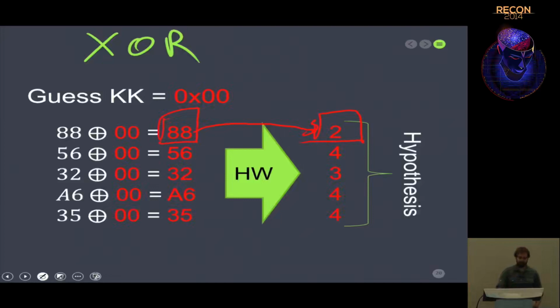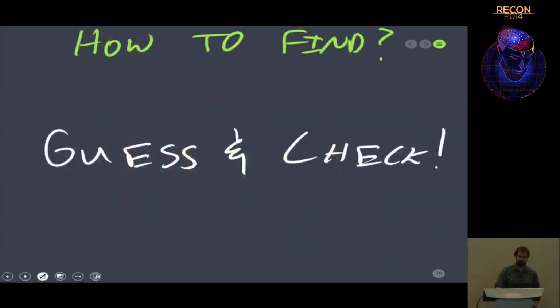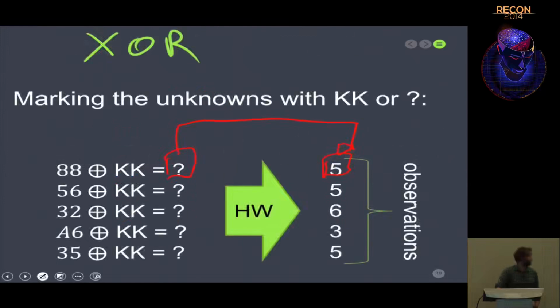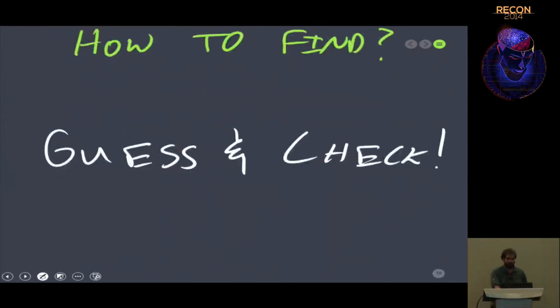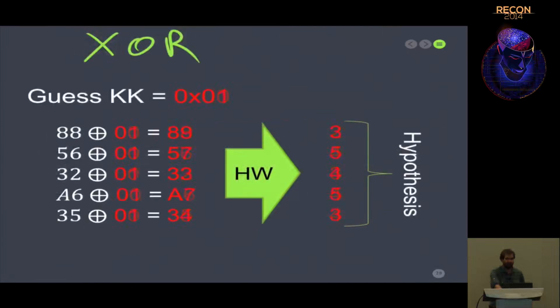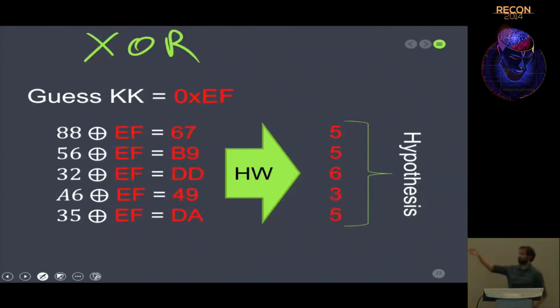Okay, well, it didn't look like that. Did it look like 1? No, it didn't look like that. Remember, we have this measurement here that we're trying to sort of recreate through guessing. And eventually you get to the point where you're guessing EF. So EF is the correct encryption key.